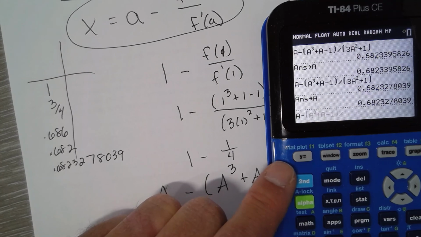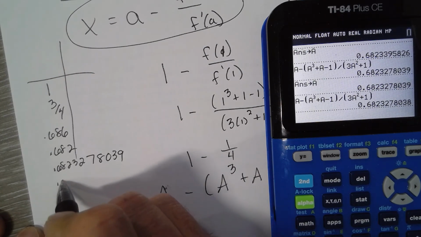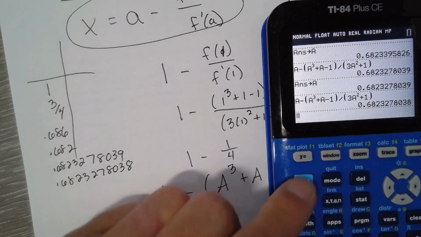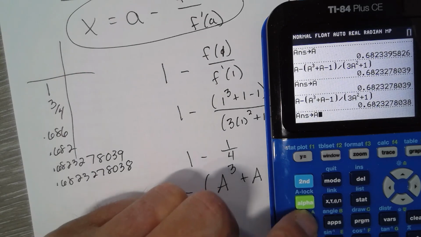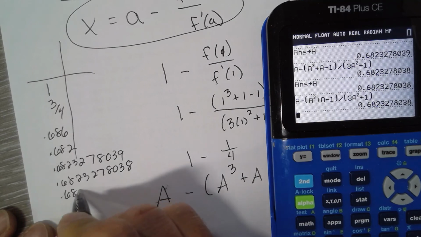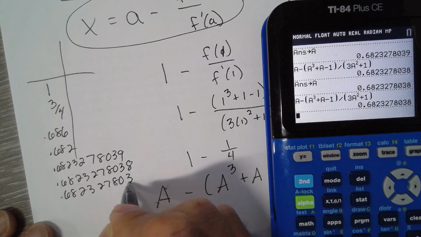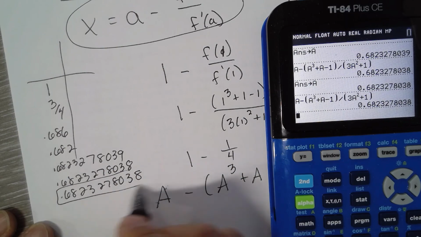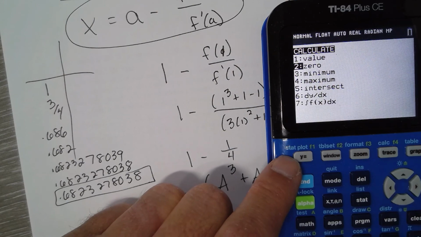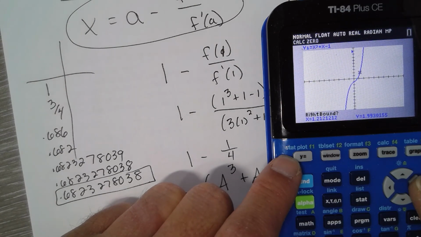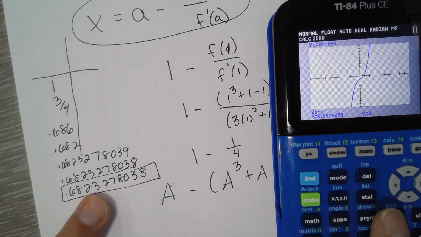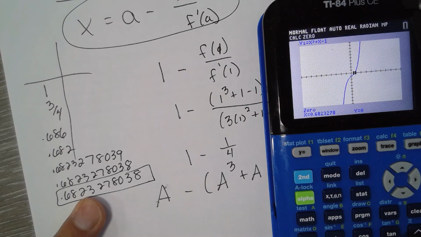Second enter. 0.6823278038. That might be the correct answer. Let me make sure. Yeah, we got the same thing. So 0.6823278038 is the answer using Newton's method. If I graphed it and calculated the zero, I got 0.6823278. So same answer using Newton's method.